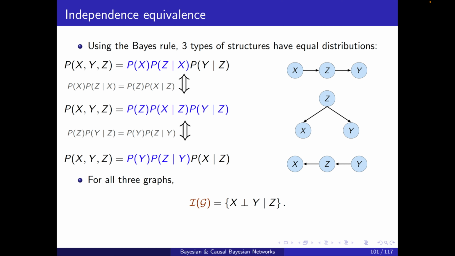For all three graphs, I have the same joint probability distribution, which implies that in all of them, I have the same global set of independencies. You can easily check that in all these three, x is independent of y given z. When z is known, the trail from x to y is blocked, and they become independent. So distribution-wise, the three are indistinguishable.